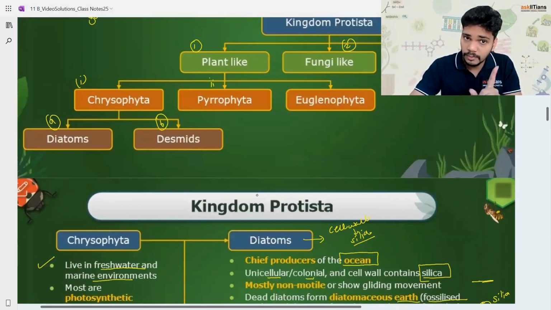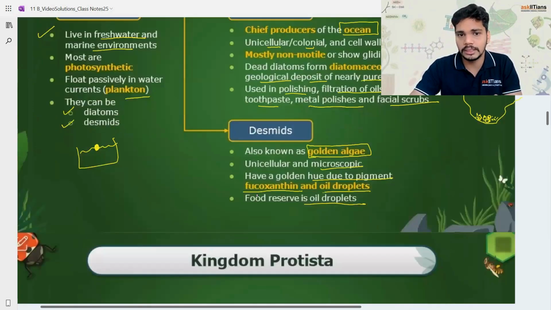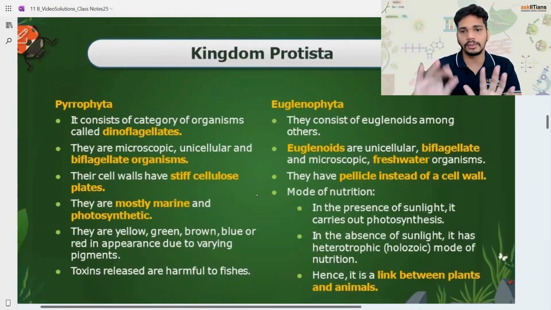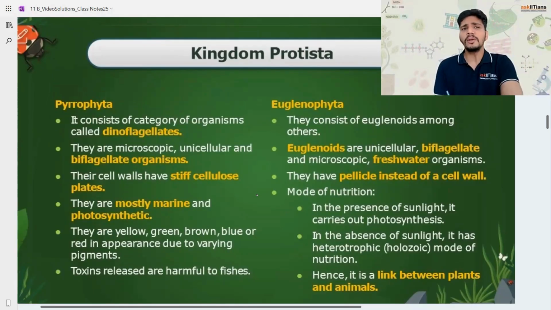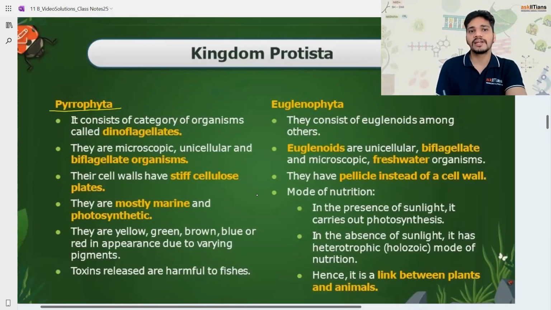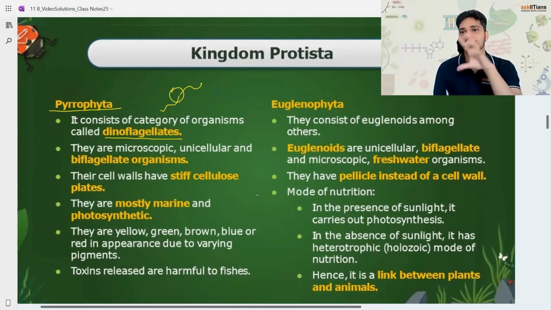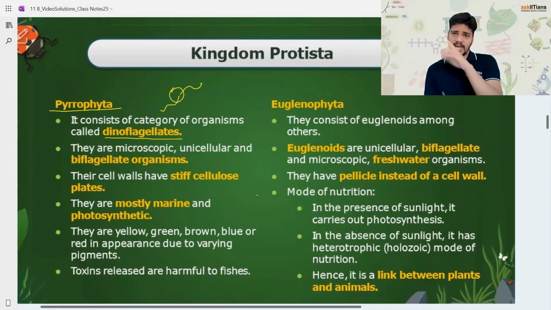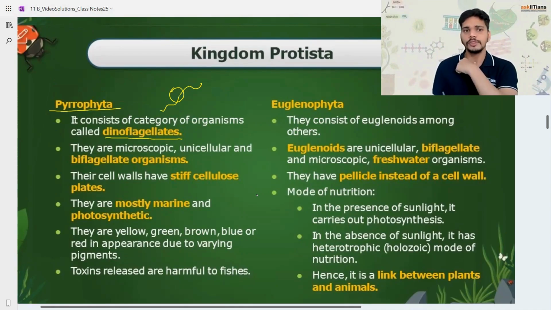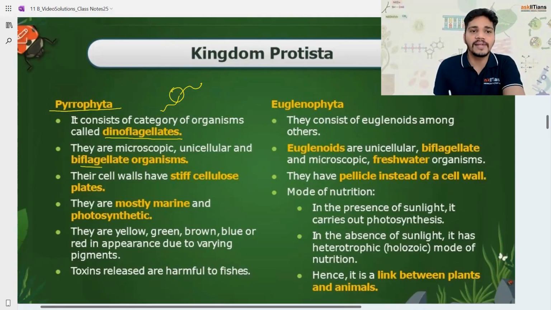Now we are done with the Chrysophyta, we are moving to the Pyrophyta and Euglena. So let's talk about that. Pyrophyta. When you talk about the Pyrophyta, it consists of a category of organisms called dinoflagellates. Dino means two. Flagella means tail-like structure. So this is your dinoflagellate. They do not have exactly the same flagella. Sometimes they have long or short, sometimes longitudinal or transverse flagella for direction. The longer gives the direction and movement, and the shorter is if they want to take a turn, right? So they are microscopic, unicellular, and biflagellated organisms.